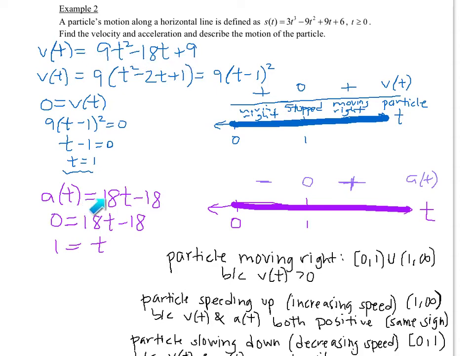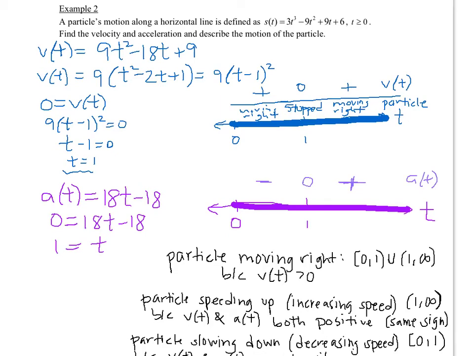So you'll get 18t minus 18, set it equal to 0, and you're going to get a t value of 1. It won't always happen this way that they're the same value. For this one, it happened that way. So again, set up your acceleration number line. T starts at 0 and goes to the right. We have a value of 1 here where the acceleration is 0. And if you test values in each region, you'll get a negative, then a positive.